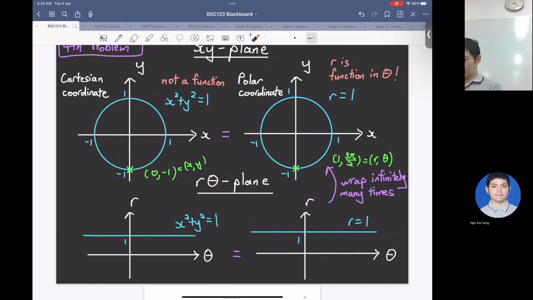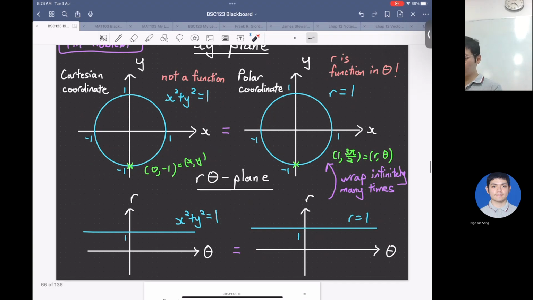So let's say I want to do one full cycle. What interval should I take? 0 to 2 pi, yes. If you take 0 to 2 pi, you just cut it here, and then this line here will form one full cycle. Make sense? Otherwise, you will keep looping.